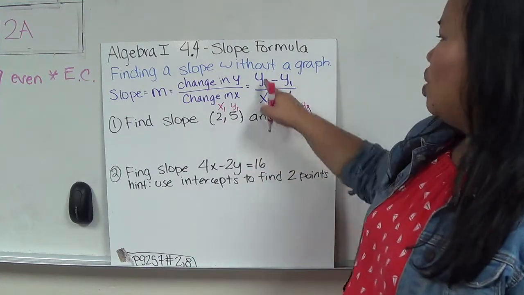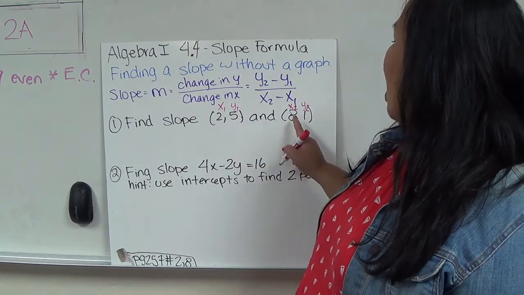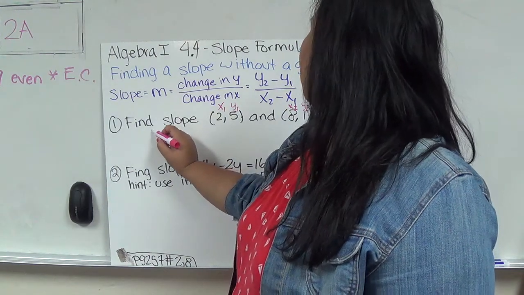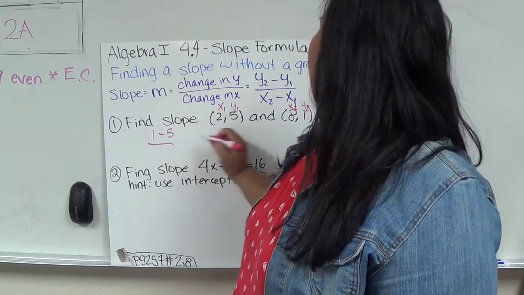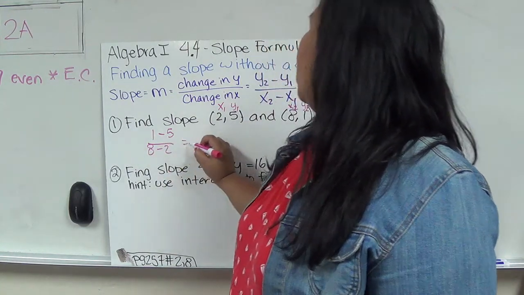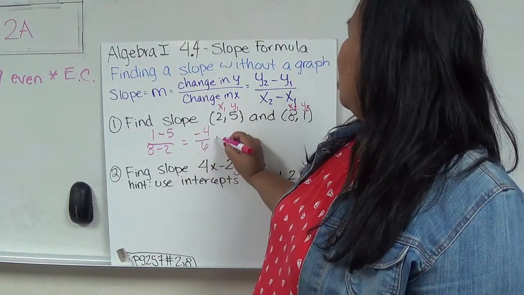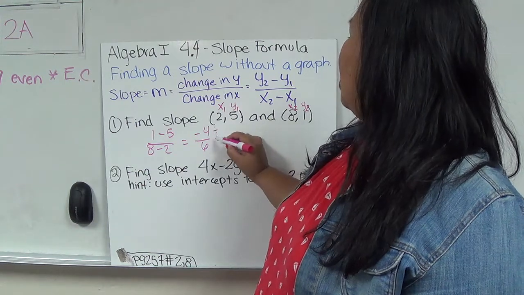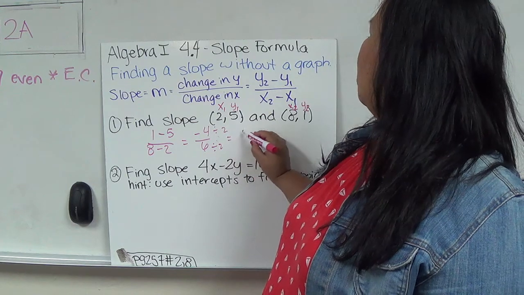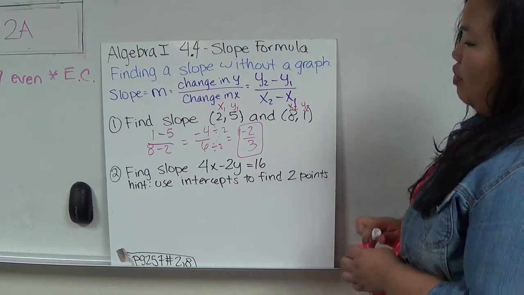Once I have these labeled, all I need to do is plug it in, because it's focusing on my change of y and then how much x changes. So y2 is 1, minus 5, over x2, which is 8, minus 2. 1 minus 5 is negative 4. 8 minus 2 is 6. This can be reduced because I can divide top and bottom by 2. This can be reduced to negative 2 over 3. And I did that without a graph.